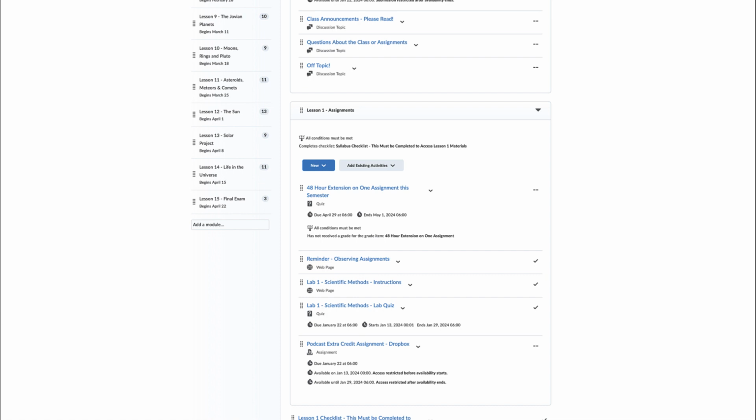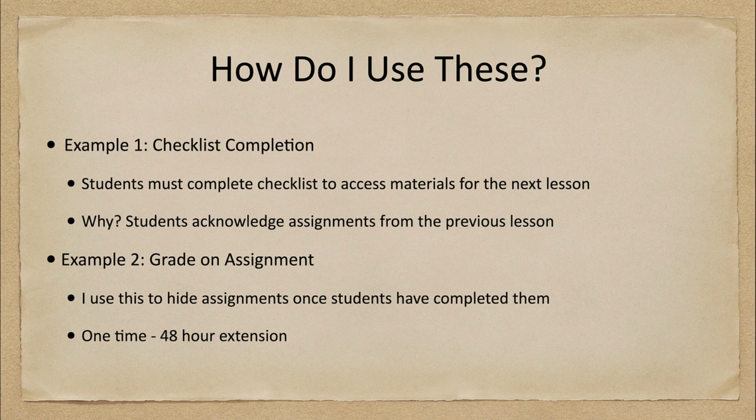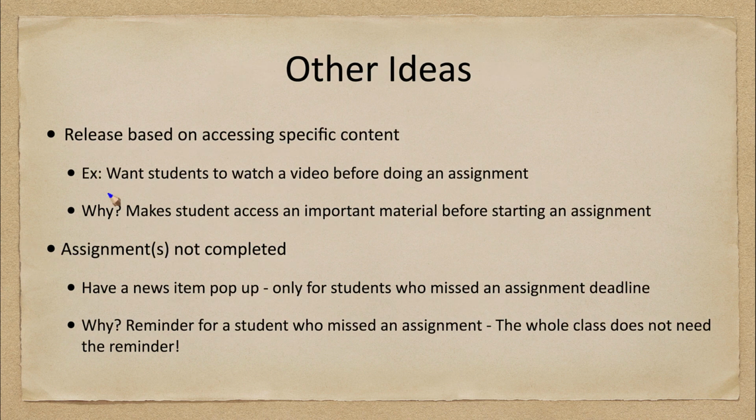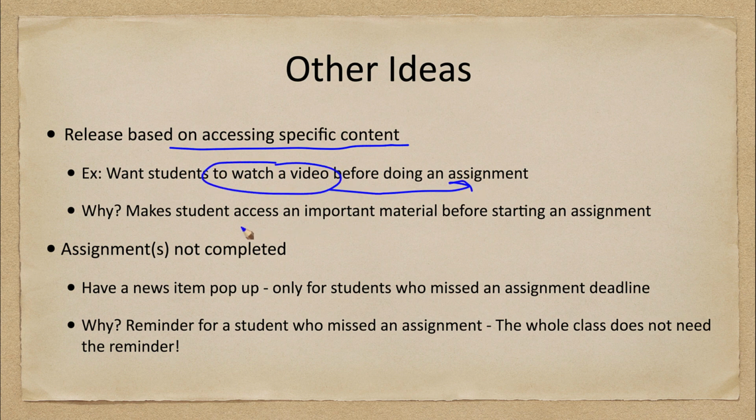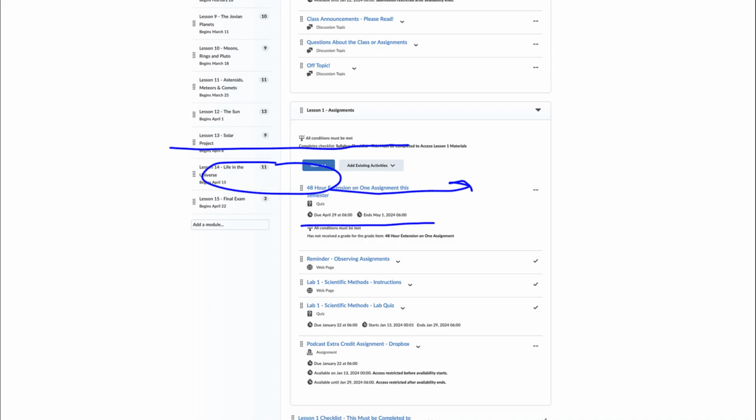Now a couple of other ideas that could be used, and I haven't used these yet, although I'm thinking about incorporating them. One, you could do releasing materials based on accessing specific content. I want the students to watch a video before doing an assignment. Maybe they'll need to access this important material. So what we could do is set up, and I'm thinking of trying this out with my labs in one class to see how it works.